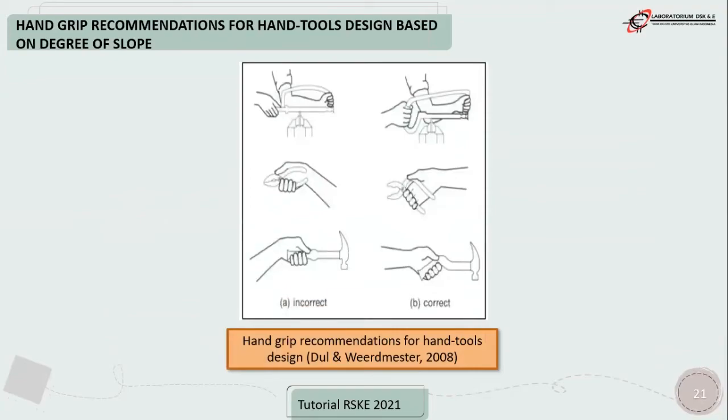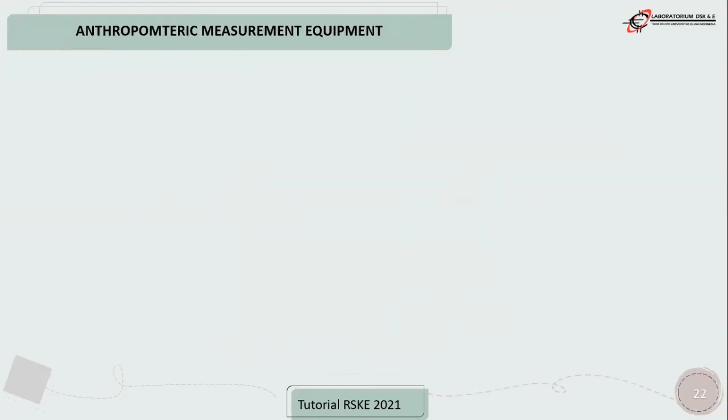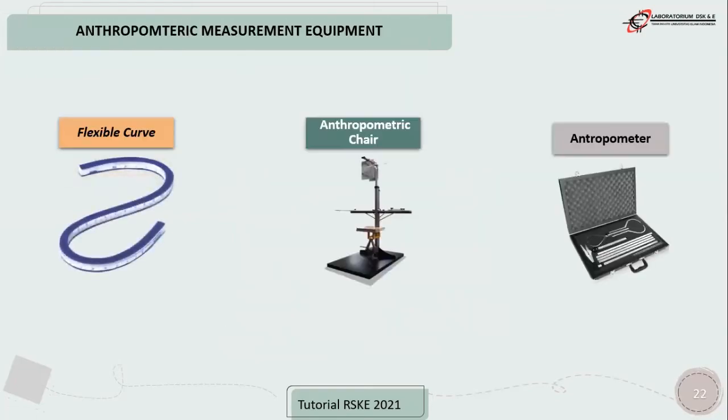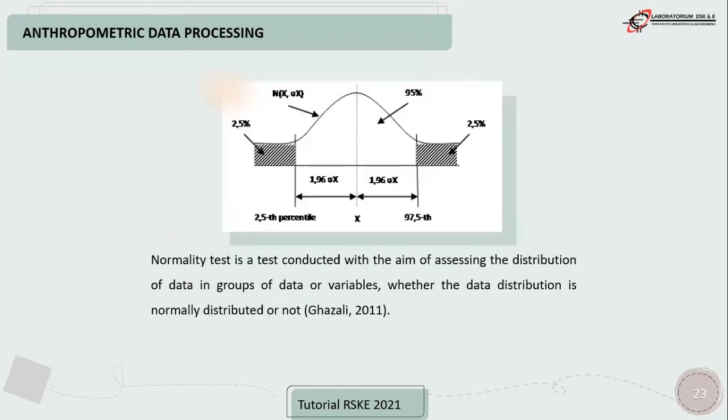This is the hand grip recommendation for hand tool design based on the degree of slope. You can see it in the picture on your screen. And then for the anthropometric measurement equipment, there is the flexible curve, anthropometric chair, and anthropometer.